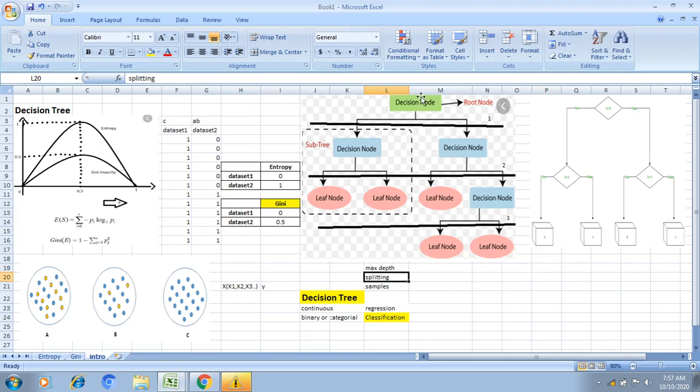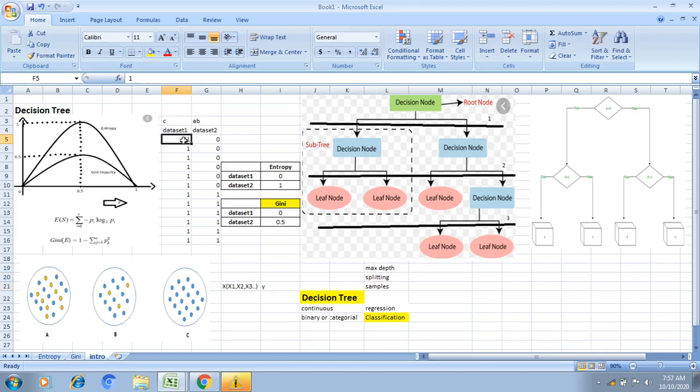Next is the splitting criteria. For example, this decision node splits into 2. Let us assume this one splits into 3. If I mention that the max splitting criteria is only 2, then the third split won't happen. This is also a way we can reduce our tree as much as possible.